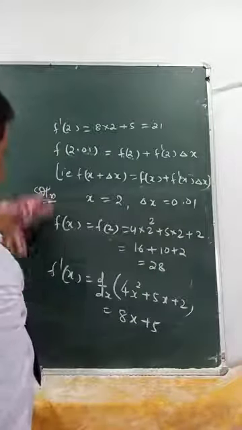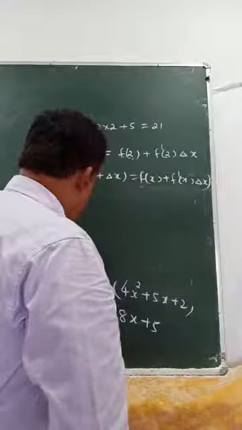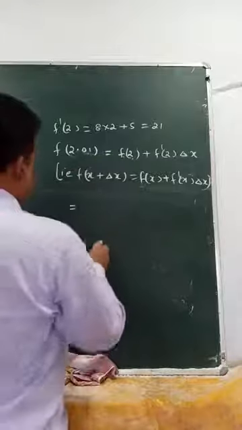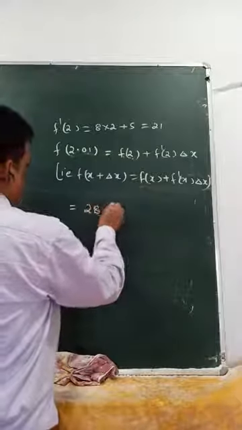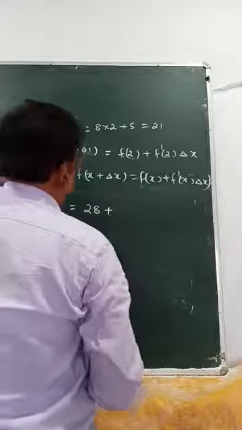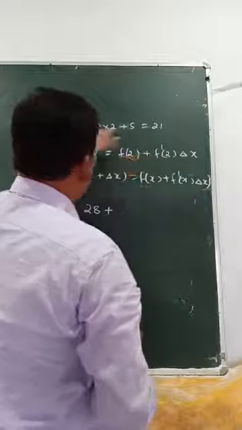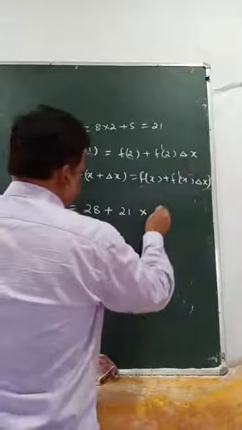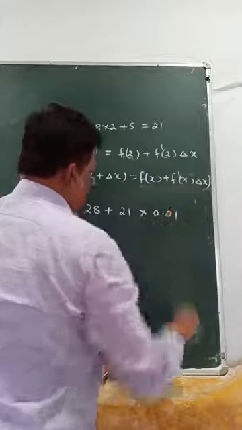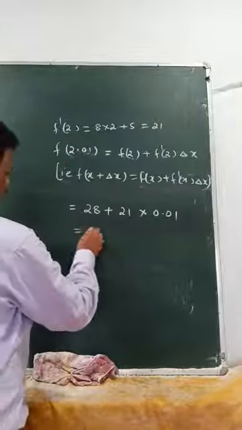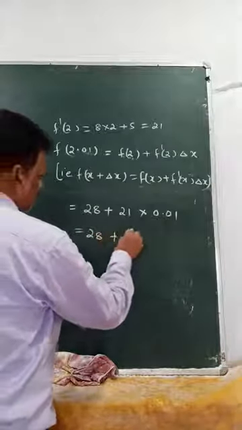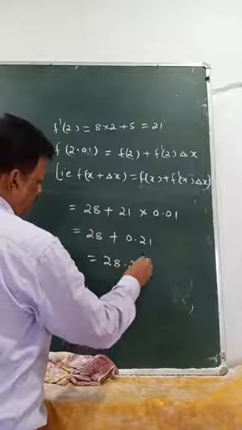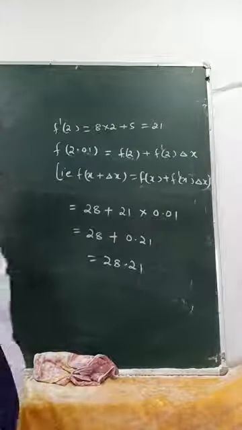So now, if you put the values, f of 2 I have already got, that is 28. f dash 2 we got 21, into 0.01. So 28 plus 0.21, that is 28.21. This is 1%.